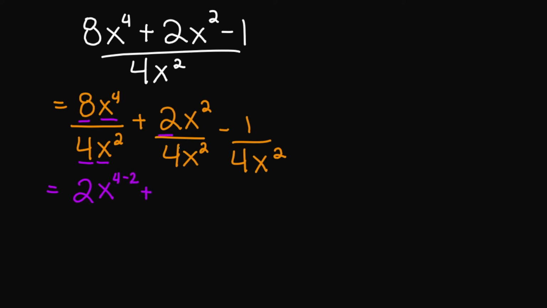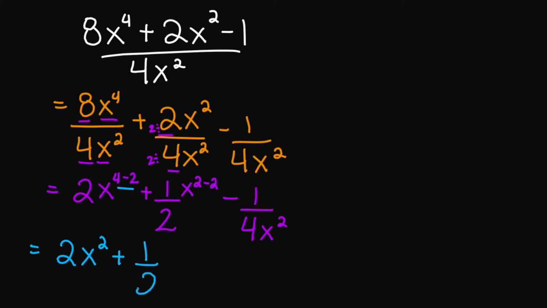Here we have 2 divided by 4. This is going to simplify as 1 over 2 because 2 goes into 2 one time, and then 2 goes into 4 two times. And then we're going to subtract our exponents. So x^(2 minus 2). And this is going to be 1 over 4x squared. And we're going to leave this alone for now. So we have 2x squared plus 1 over 2.